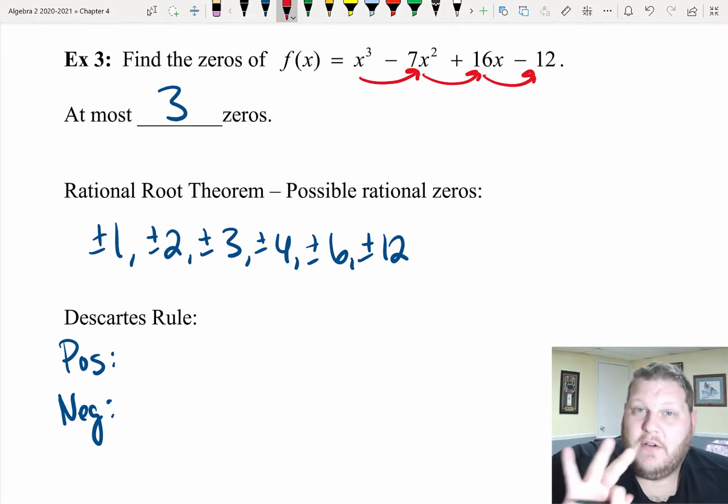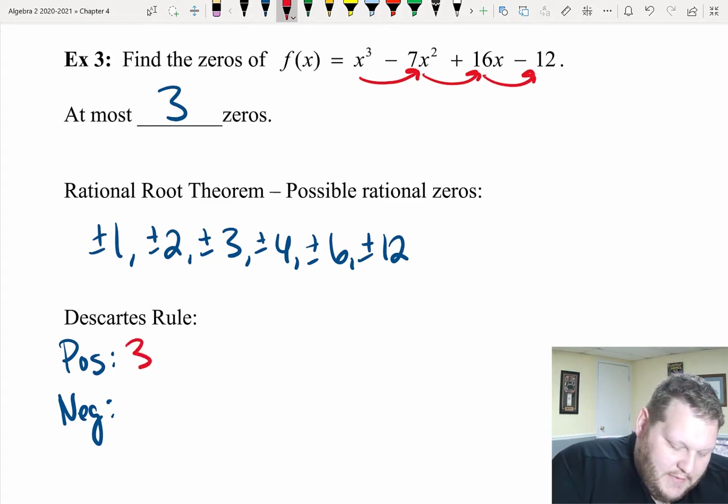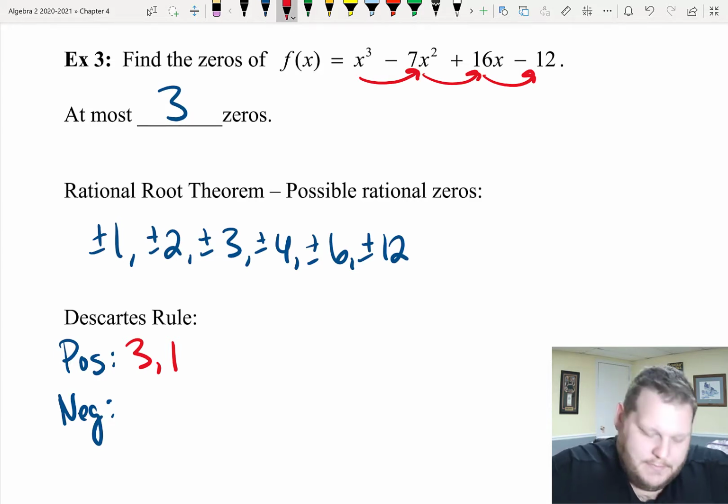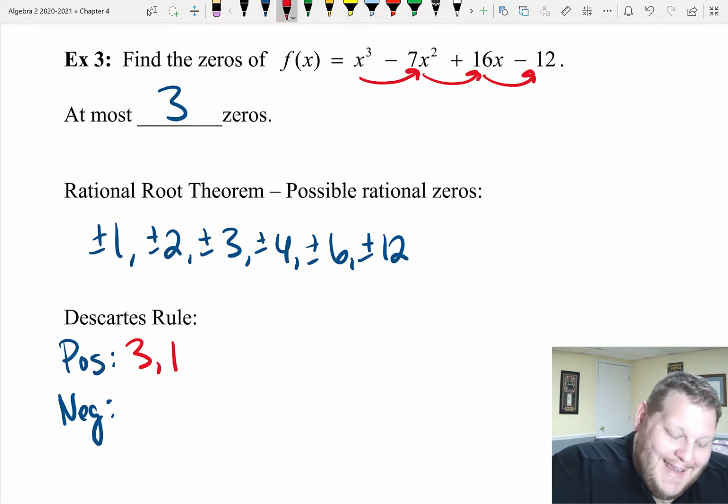So I've got 3 variations. So I could have 3 positive solutions or just 1. Again, it's always whatever that number of variations is, minus factors of 2, right? Minus even numbers. For my negative numbers, remember I have to do that sign change.